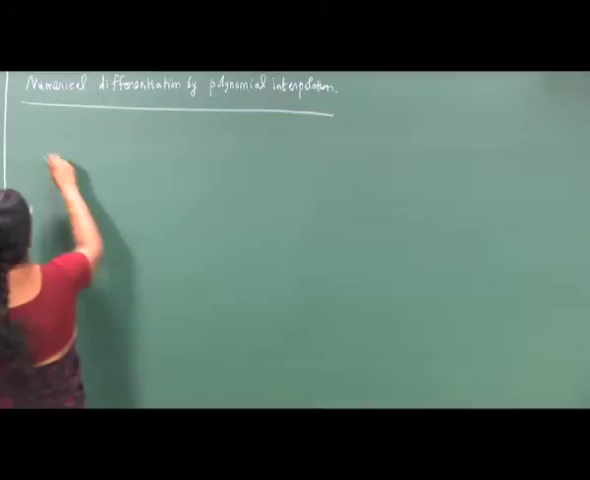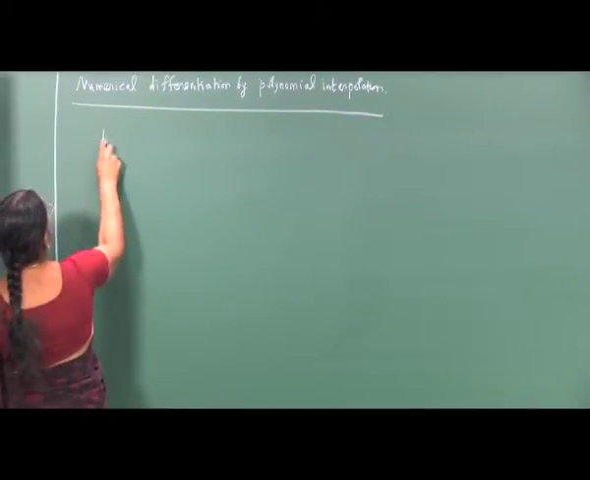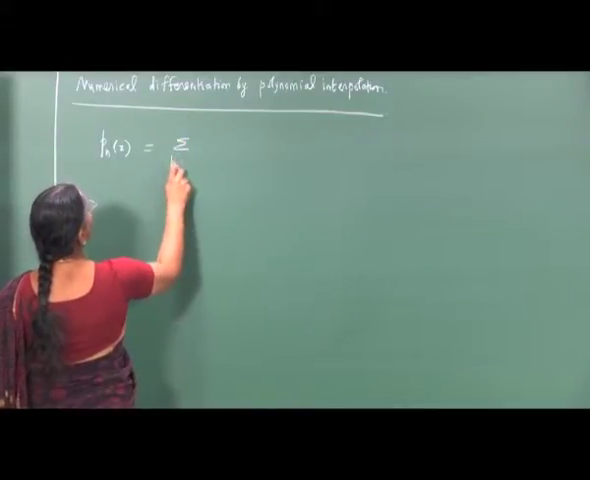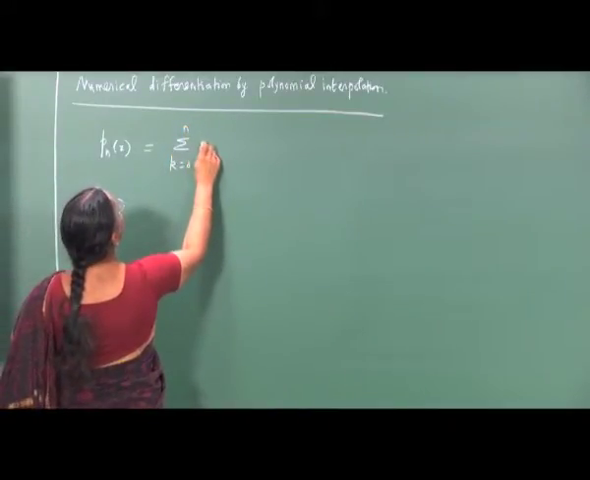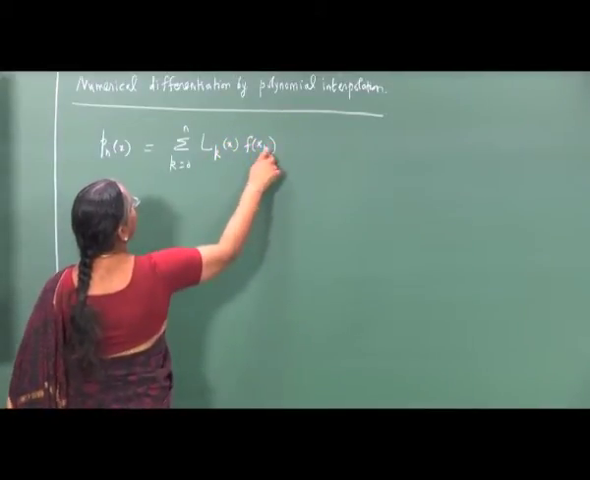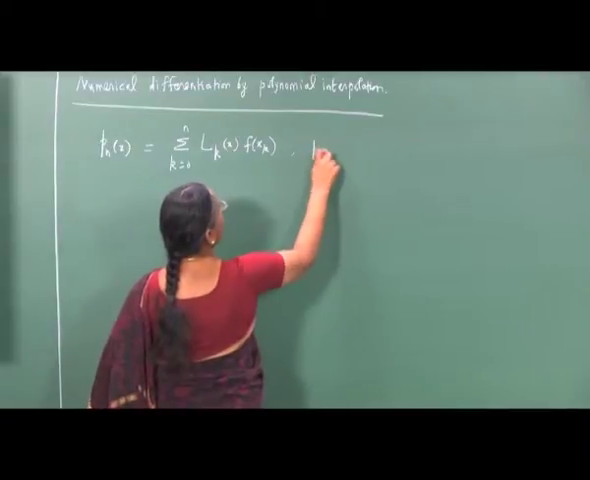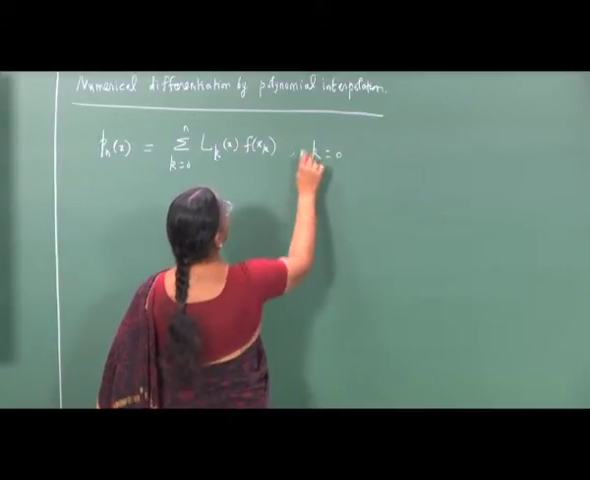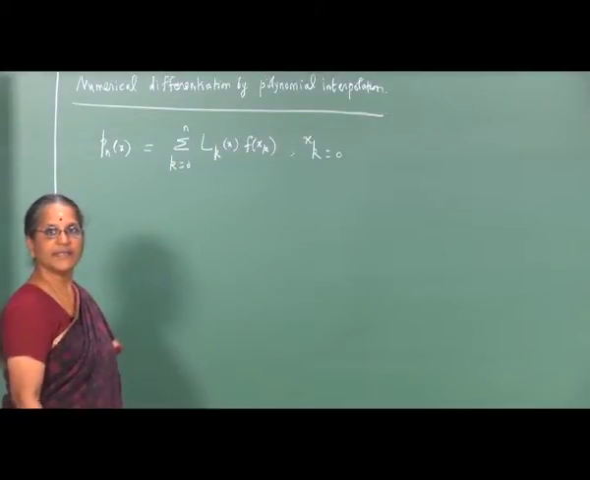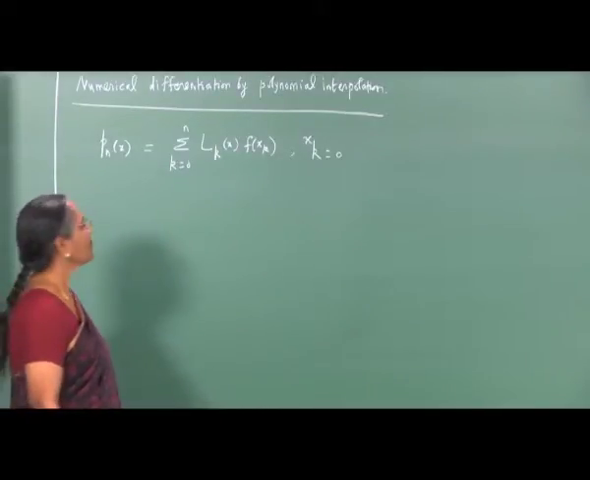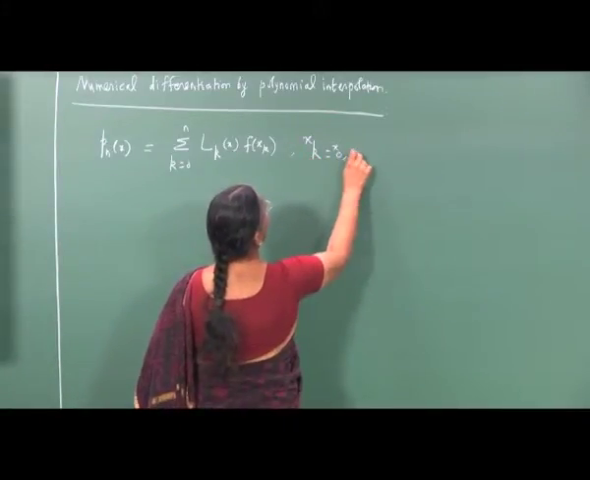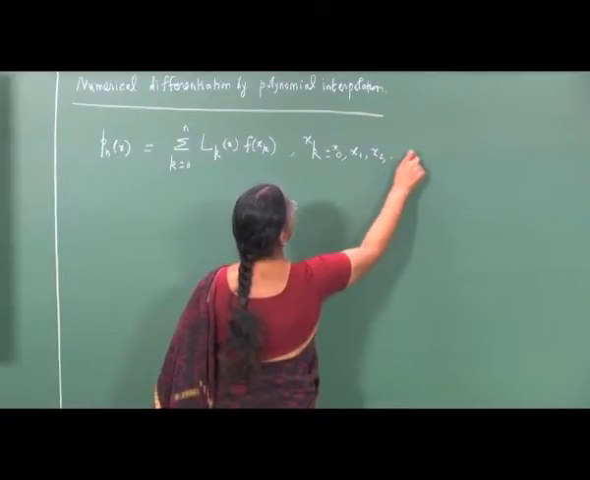So, we know that Pn of x is sigma k equal to 0 to n Lk of x into f of xk, the Lagrange interpolation polynomial that approximates the function f, where xk are points x0, x1, x2, etc. up to xn.